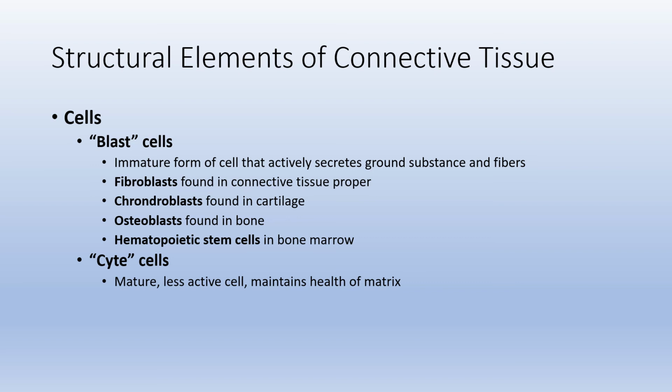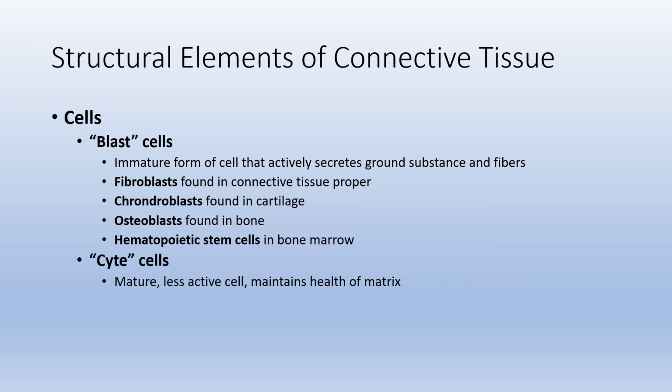Next, we have chondroblasts. Chondroblasts are going to be immature cells that produce the extracellular matrix in cartilage. We also have osteoblasts, immature cells that are going to produce the extracellular matrix in bone. And then next, for blood, we have hematopoietic stem cells. Anything heme or hemato means blood. Hematopoietic stem cells are found in bone marrow, and they are going to give rise to all blood cells: red blood cells, white blood cells, and platelets.